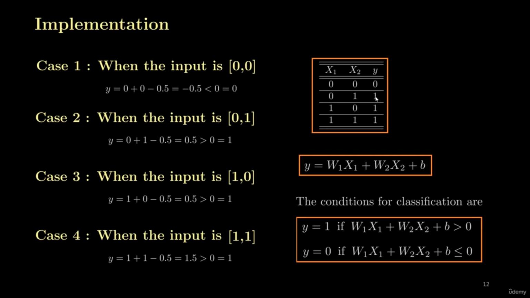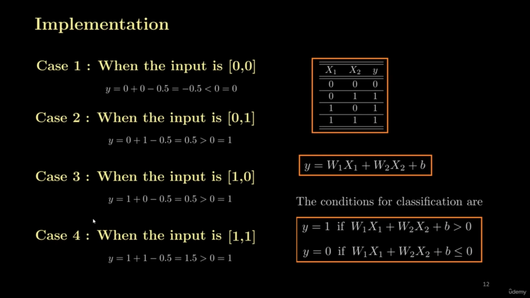So we can see that for the second sample, our perceptron is predicting 1, that is, the second sample is also correctly classified. Similarly, for the third sample, we will again get the value of 0.5, which is greater than 0, and we will get a value of 1 according to our condition of classification. So it means the third data sample is also classified correctly by our perceptron.